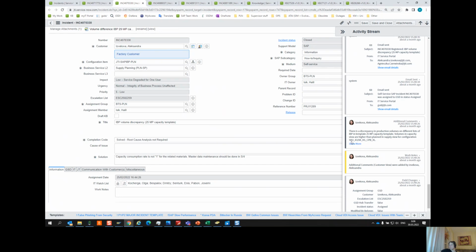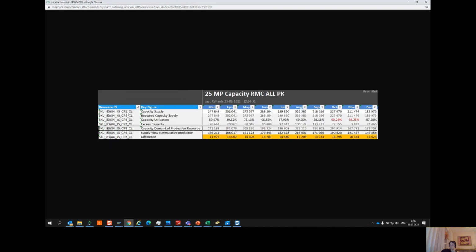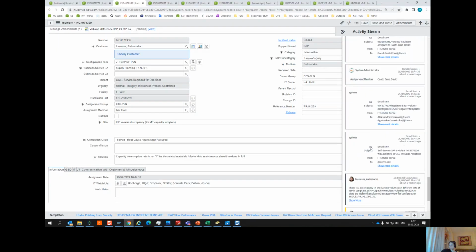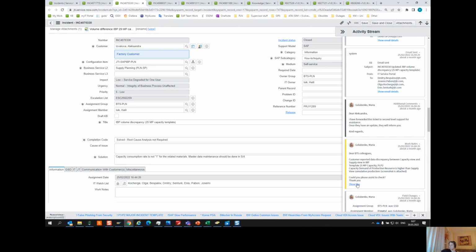Okay. So again, we have the planning unit, we have the template, but what do we not have? We don't have the market or a factory. Can we get it from the screenshot? Not really. So what I would ask here is, what is your factory, Alexandra? And what do we do? So Maria escalated this incident to BTS right away. Yeah, so she got the factory PLP2.